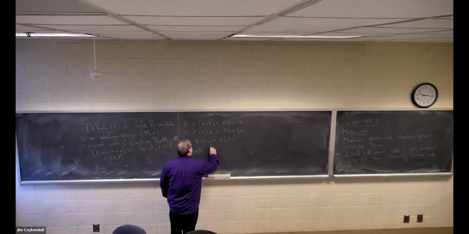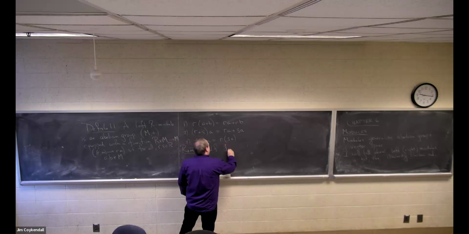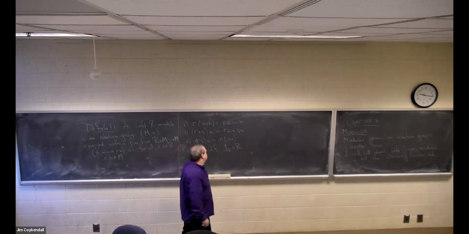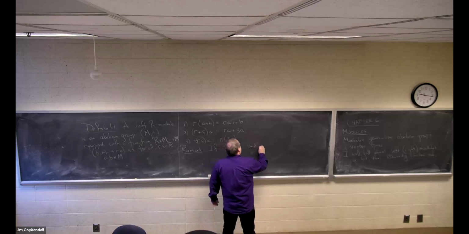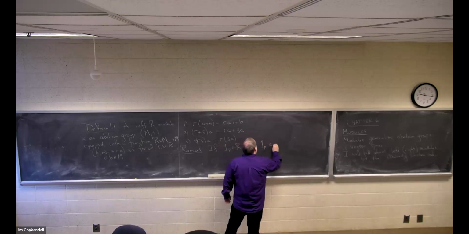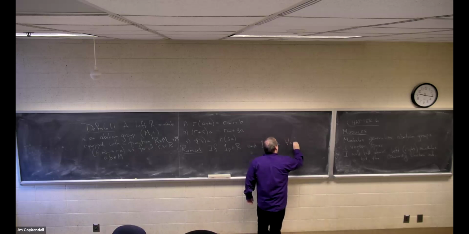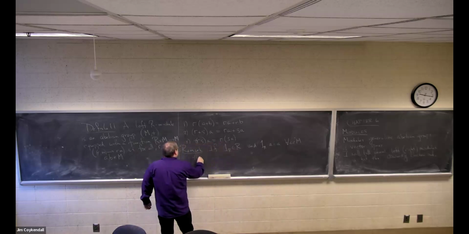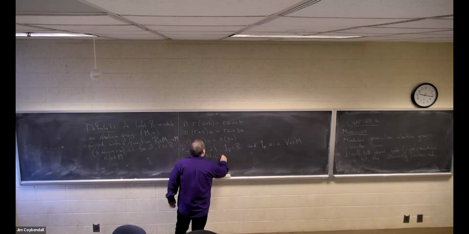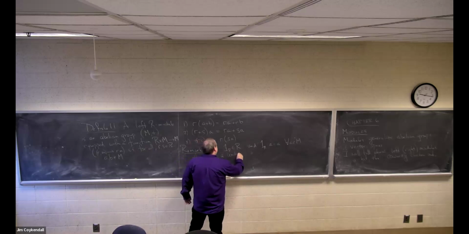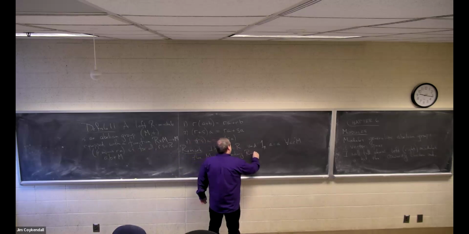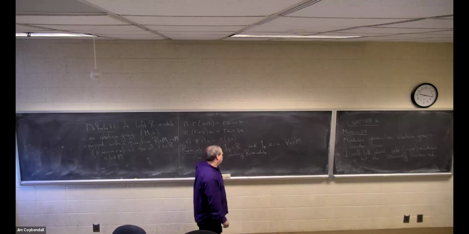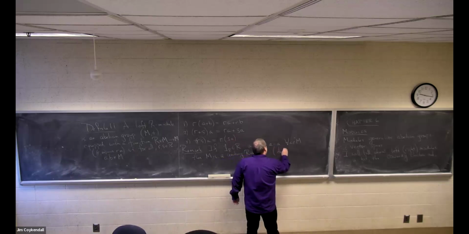Remark: if the ring R has an identity, then M is a unitary, or unitary left, module. This will be the default assumption.